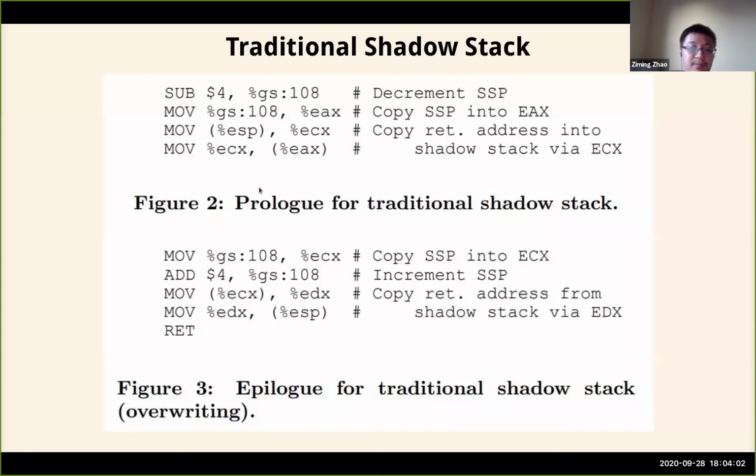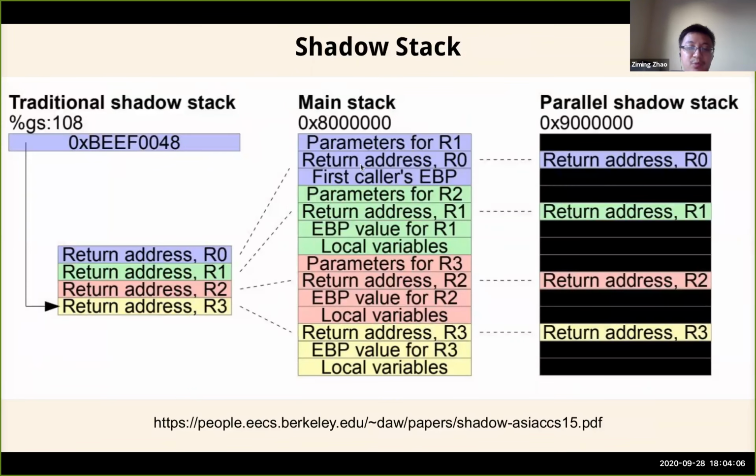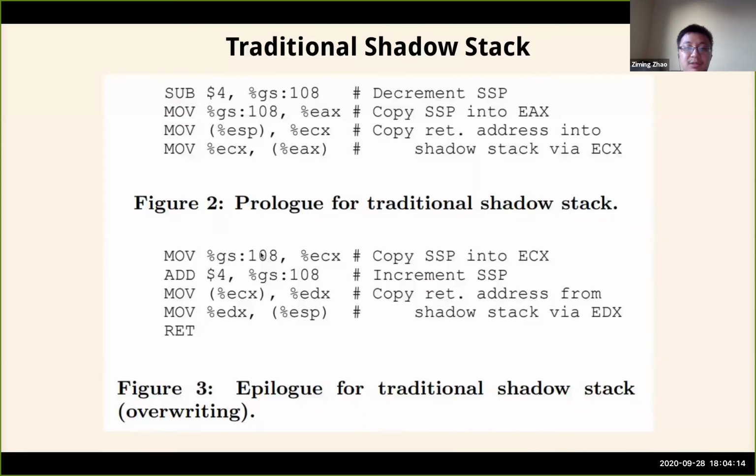So after this, we pushed a new return address. We made a copy of the return address on the original stack to the new stack. That's it. That's so simple. So for the epilogue, obviously, we can check if they match. If they don't match, we just exit. That's one of the approaches.